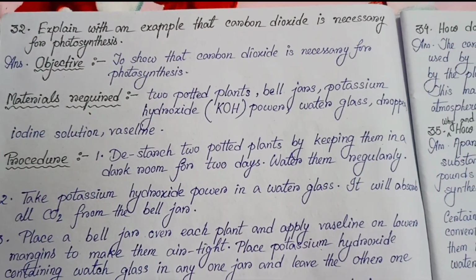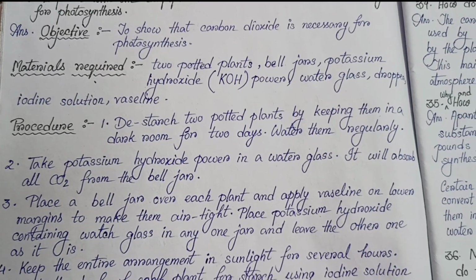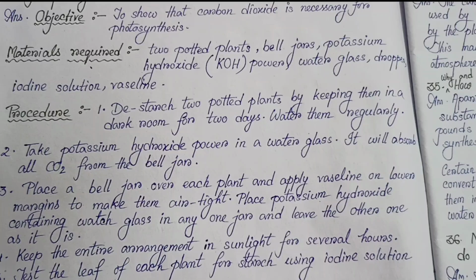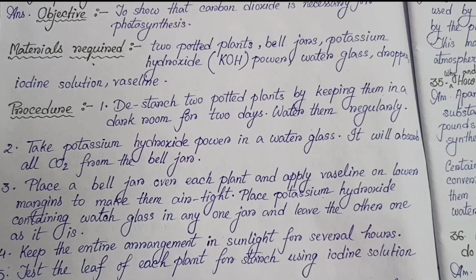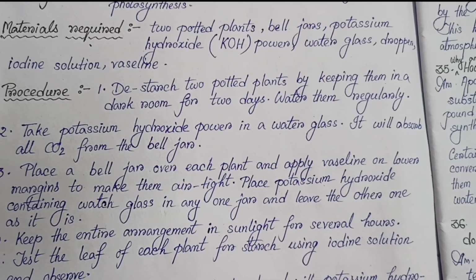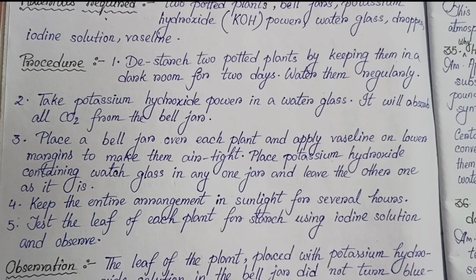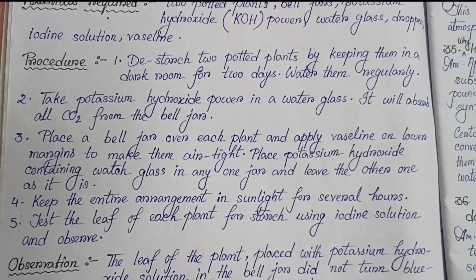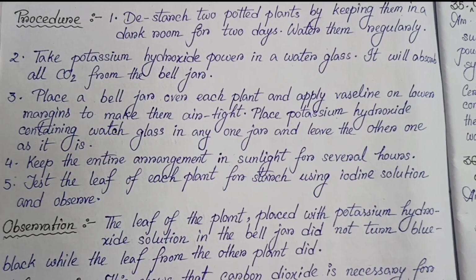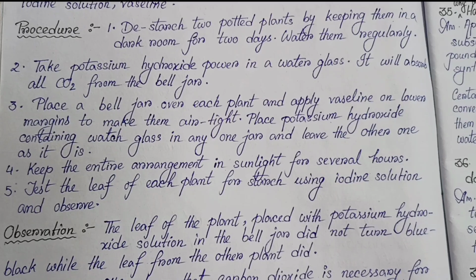Number 32. Explain with an example that carbon dioxide is necessary for photosynthesis. Objective: to show that carbon dioxide is necessary for photosynthesis. Materials required: 2 potted plants, bell jars, potassium hydroxide (KOH), watch glass, dropper, iodine solution, Vaseline. Procedure. Number 1. Destarch 2 potted plants by keeping them in a dark room for 2 days. Water them regularly. Number 2. Take potassium hydroxide, pour in a watch glass. It will absorb all CO2 from the bell jar.